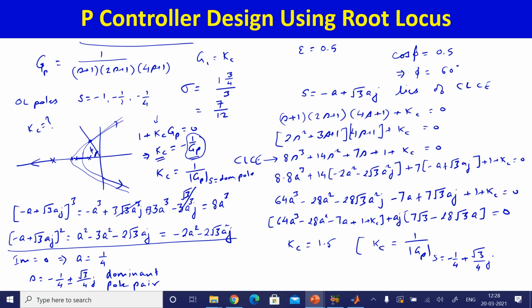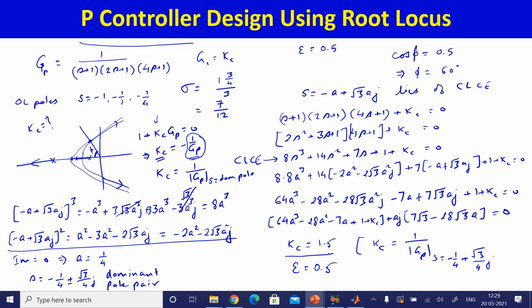So if we are going to do a P controller for a Kc of 1.5, we get dominant pole pairs for the closed loop characteristic equation that have a damping coefficient of 0.5. So this is P controller design using root locus.